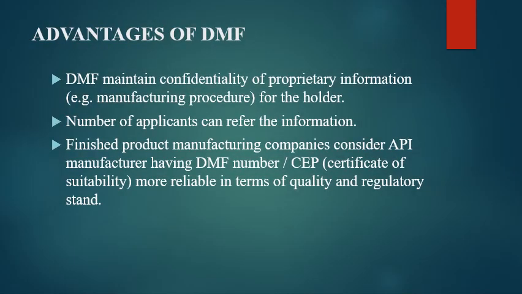What are the advantages of a DMF? Why do we need a DMF to file an NDA or ANDA? A DMF maintains the confidentiality of proprietary information, like the manufacturing procedure, for the holder. Then a DMF can be reviewed by a number of applicants for the information they want, and they can reference it for their filing. And finished product manufacturing companies generally prefer API manufacturers having a DMF or CEP, as it is more reliable in terms of quality and regulatory.